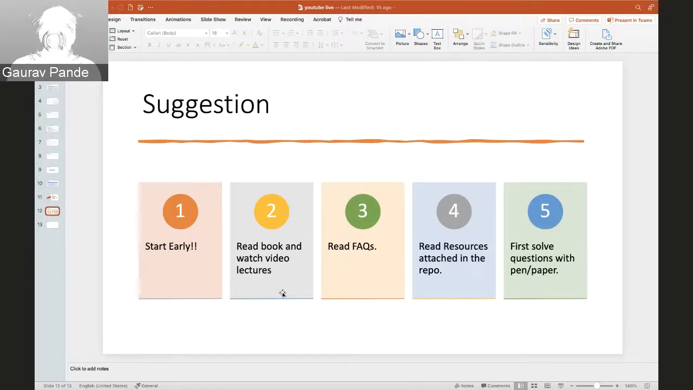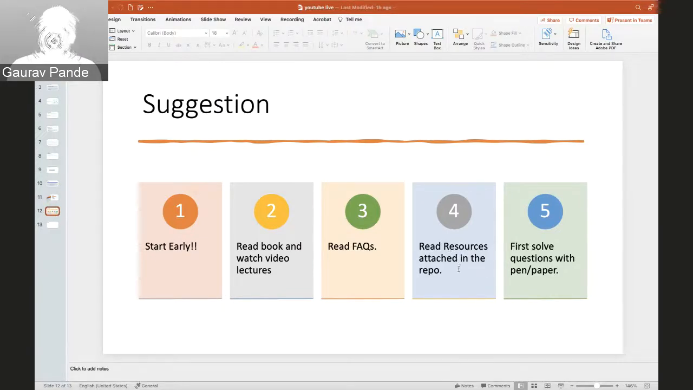Read the book, watch the video lectures, Google these algorithms, and learn about them. You can see some videos from MIT, and some videos from different people, and try to understand what this algorithm is about and how it is done. Please read the FAQs, because most of the problems that you will see will be in the FAQs, since these are questions that were asked multiple times in the previous semester also. So before asking any question, please go through the FAQs and see if it is already answered there.